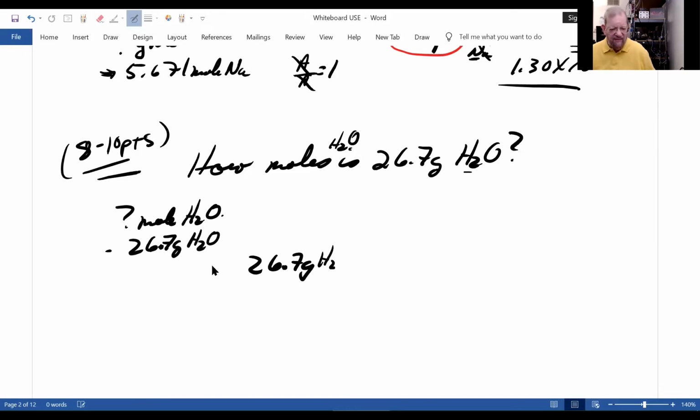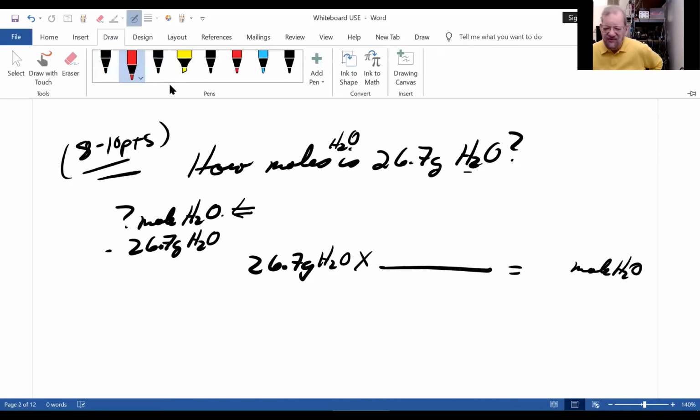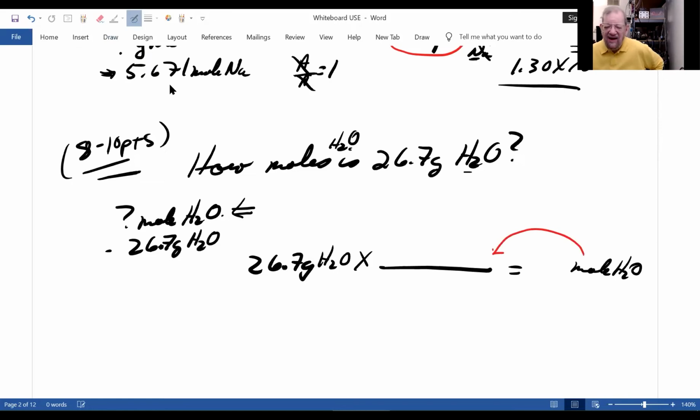26.7 grams of water. If we had a ratio, we could multiply this by what units we want our answer in. And the answer is moles of water. And it's time to use your good buddy, your good friend, unit analysis. And better hurry up before the train leaves the station. Oh, that was bad. Using unit analysis, whatever we're trying to get to goes on top of the ratio. Whatever we're trying to get rid of goes underneath.